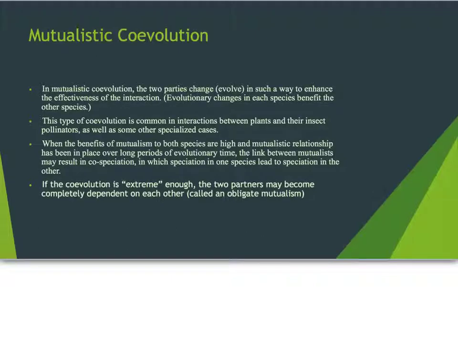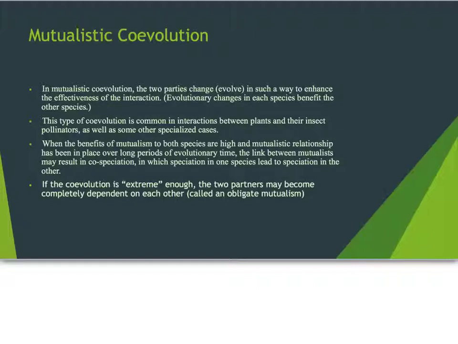In mutualistic coevolution, the two parties change or evolve in such a way as to enhance the effectiveness of the interaction. In other words, evolutionary changes in each species benefit the other species. This type of coevolution is common in interactions between plants and their insect pollinators, as well as some other specialized cases.